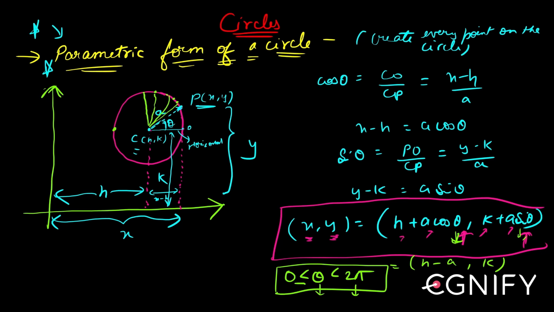So this is the parametric form of a circle. It's a very useful form. I hope you remember this, because this is very simple: x coordinate of center plus a cos theta comma y coordinate of center plus a sin theta. This is what you need to remember. And with this, we are done with our discussion of the parametric form of a circle. Let's move on to the next topic.